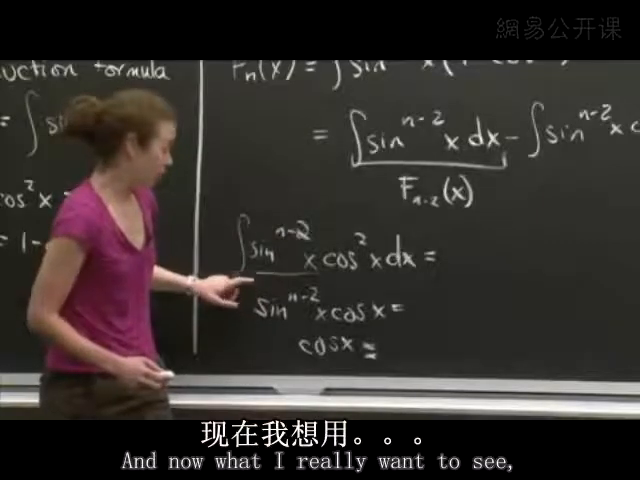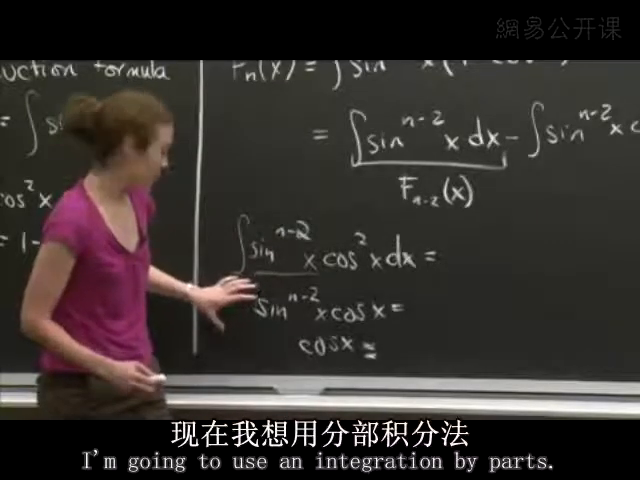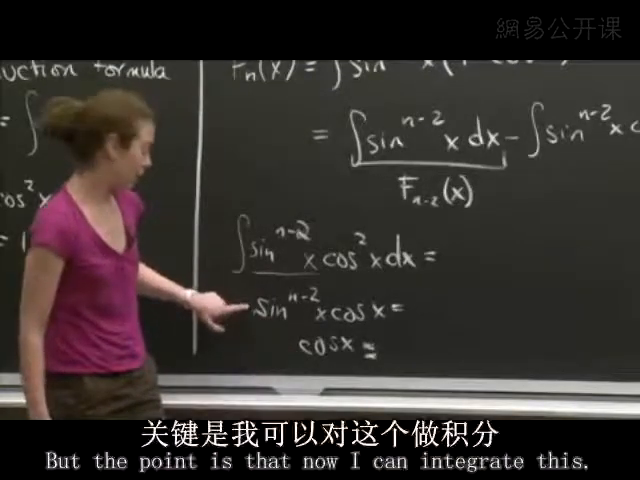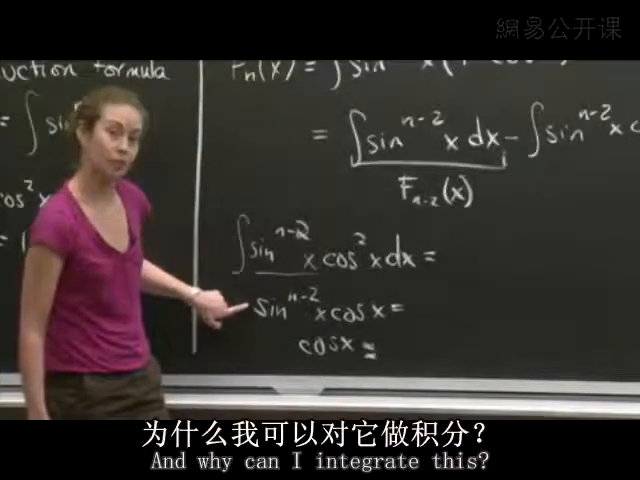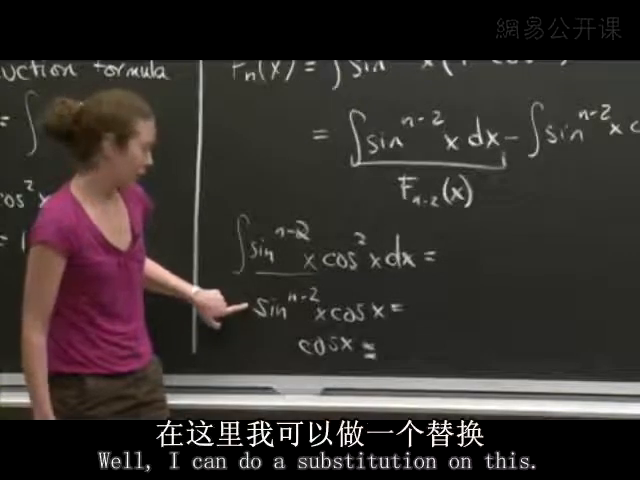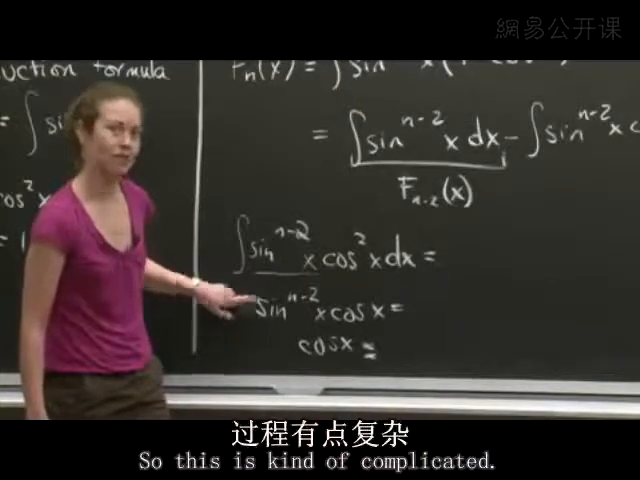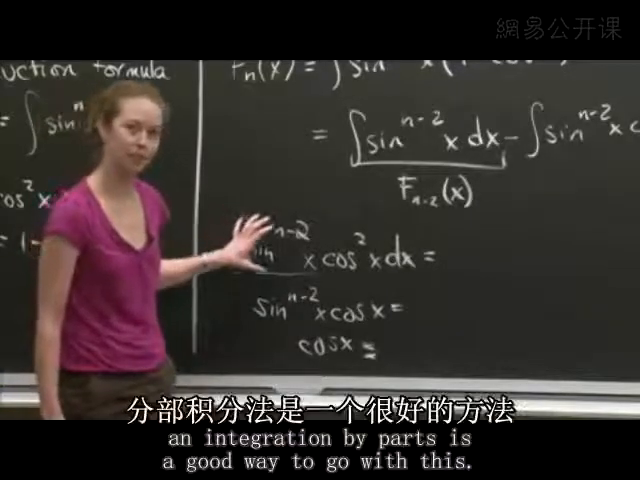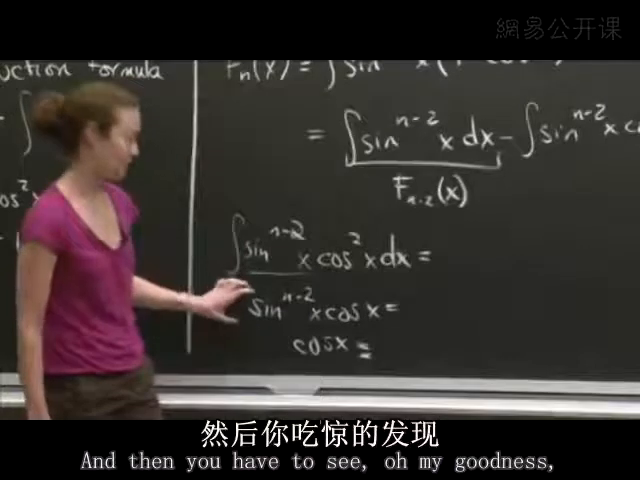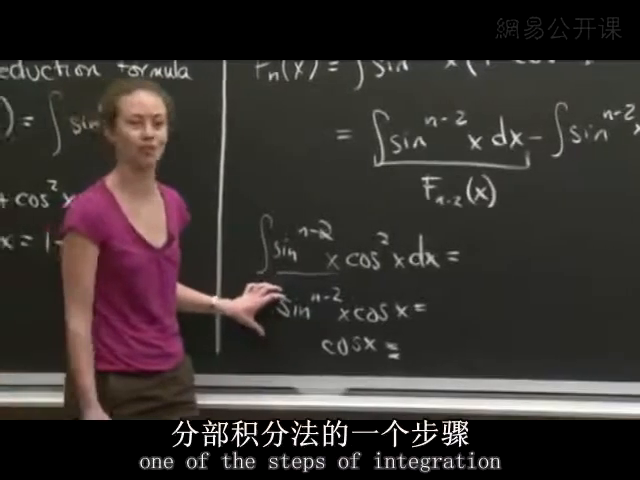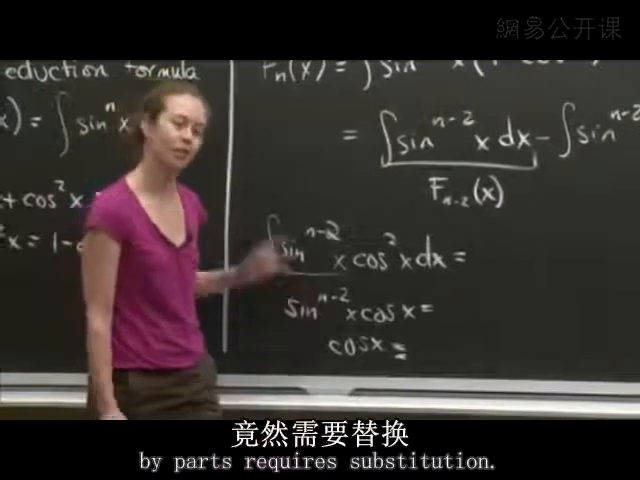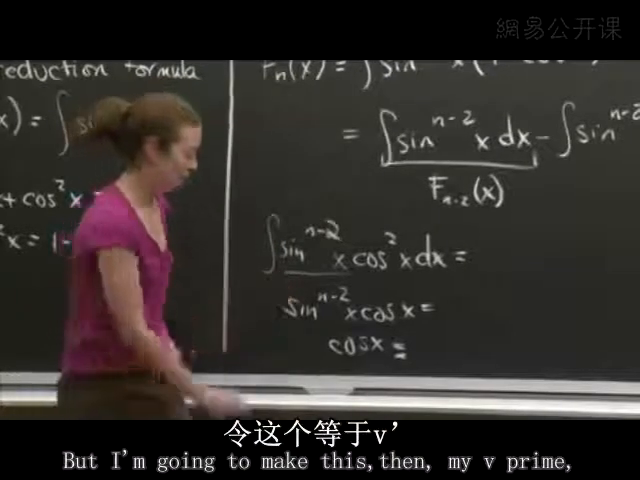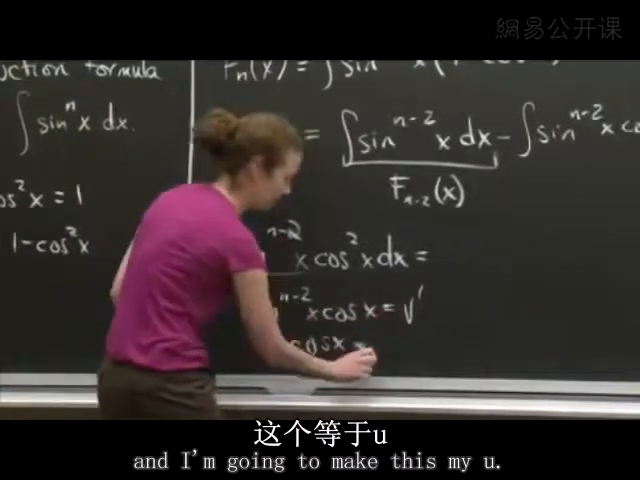And now I'm going to use an integration by parts. Well, this is easy to integrate or take a derivative of. But the point is that now I can integrate this. And why can I integrate this? Well, I can do a substitution on this. So this is kind of complicated, because first you have to notice integration by parts is a good way to go with this. And then you have to see, oh my goodness, one of the steps of integration by parts requires substitution. So it's a little tricky. But I'm going to make this my v prime. I'm going to make this my u.